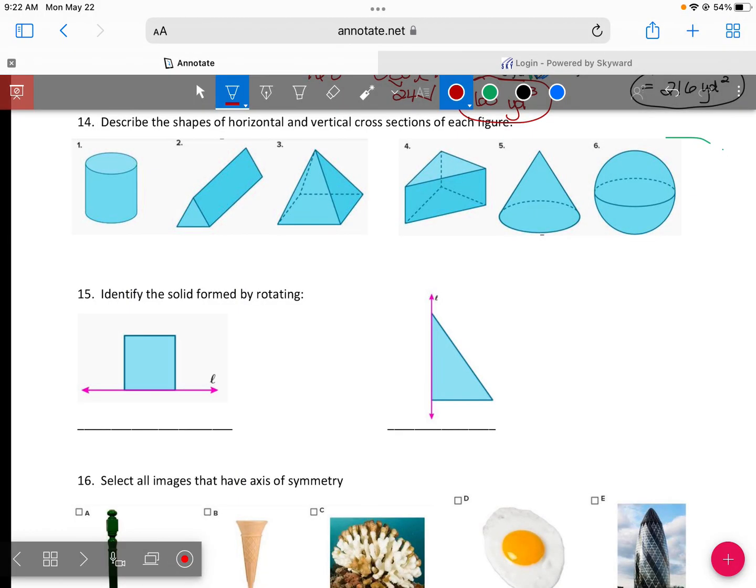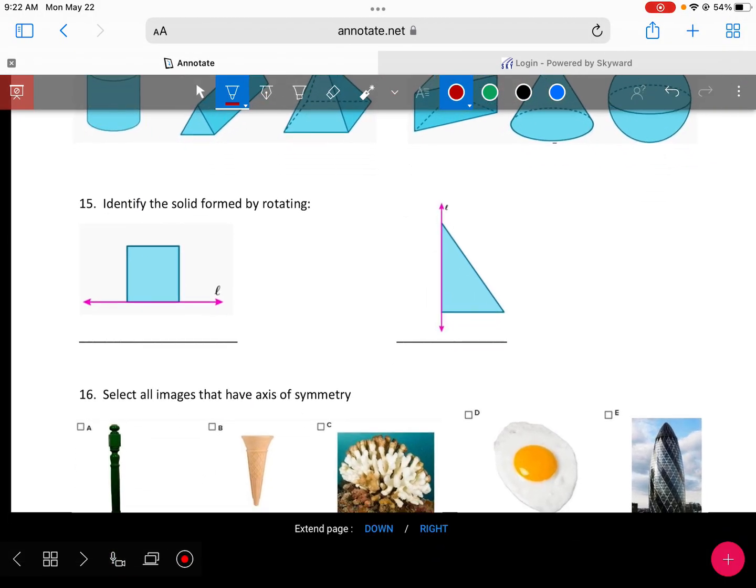Number 15 says identify the solid formed by rotating these things around an axis of symmetry. So for 15, we have this line L. We're going to rotate this. Can't tell if it's a square or a rectangle, but we're going to whirl it around that axis of symmetry. Okay?